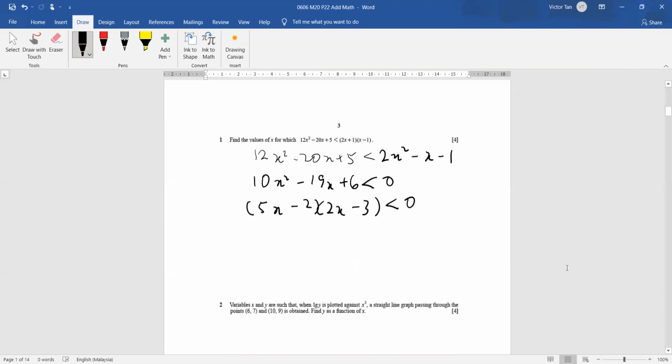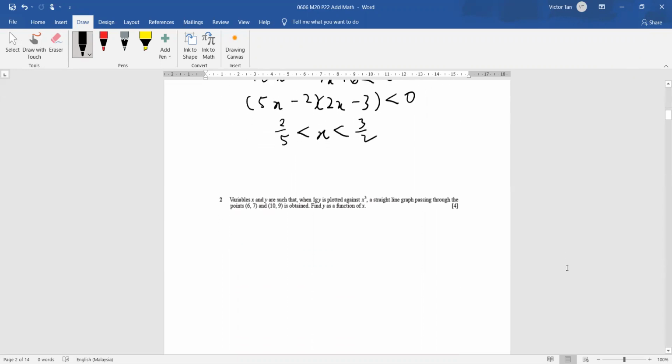Now, if you have followed my other lessons, you will know that there are two types of solution. When it's smaller than 0 or negative, x lies between the two roots. So 2 over 5 is the smaller root, 3 over 2 is the larger root.